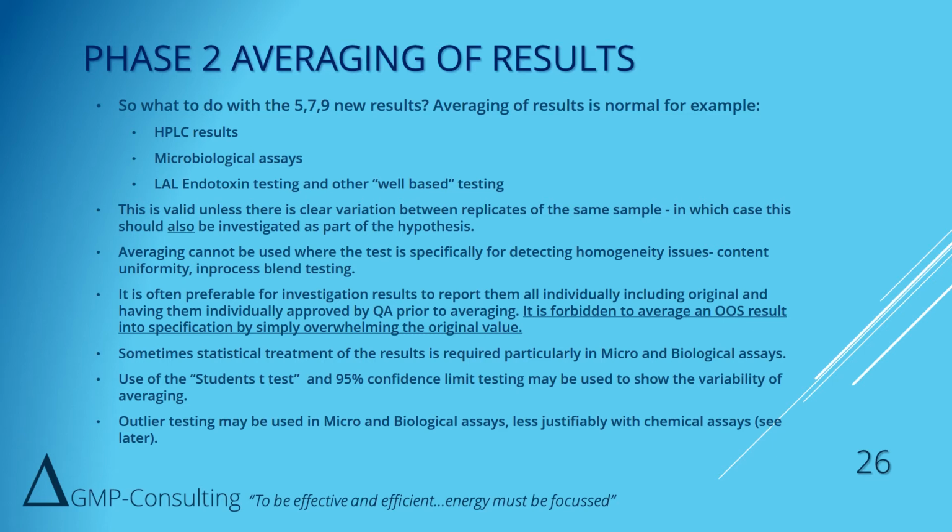So the final result of this is regulatory authorities and auditors really do not like you averaging out of spec results with in spec results and dragging the average in. That is clearly basically testing into specification, or using inappropriate statistics to bring something into specification. Statistics is often used. You can use a student's t-test to show the variability of the averaging, and outlier testing, but mainly for micro and biological assays. We'll talk about outlier testing later, and I'll explain why it's less appropriate to use them in chemical testing in the lab in pharmaceuticals.